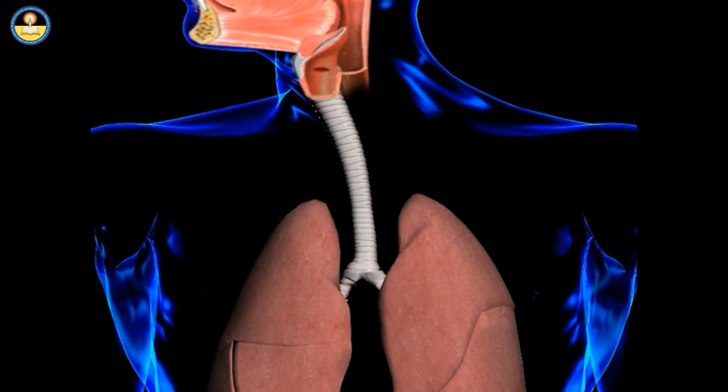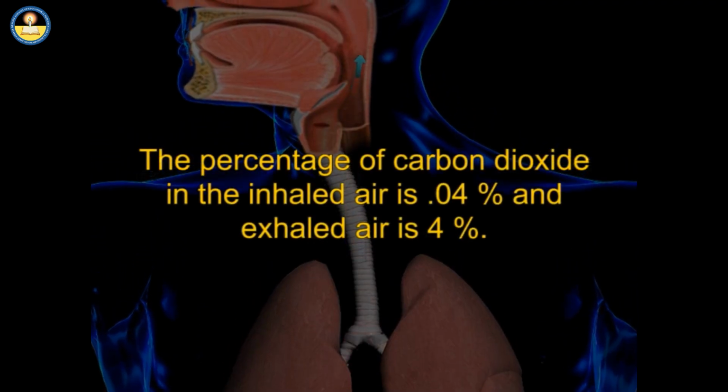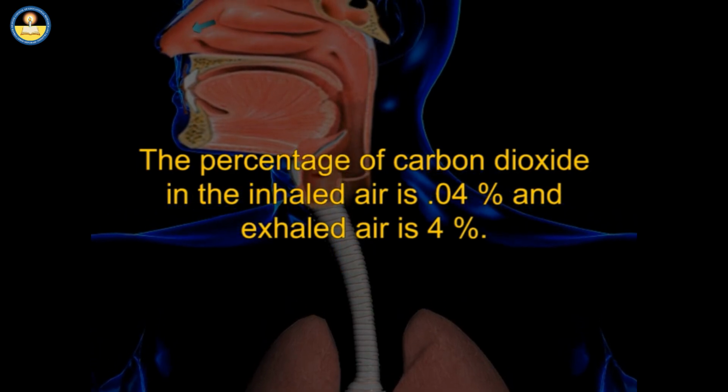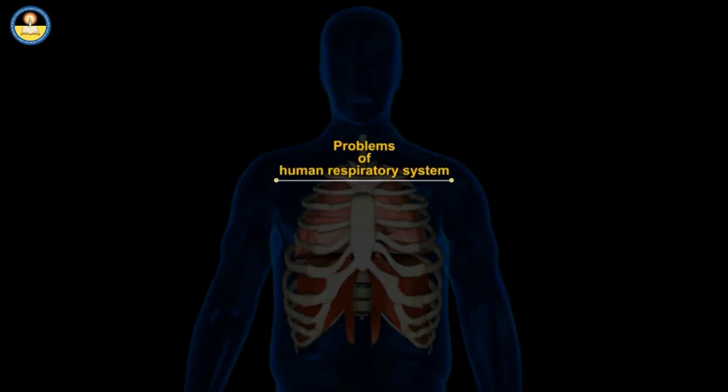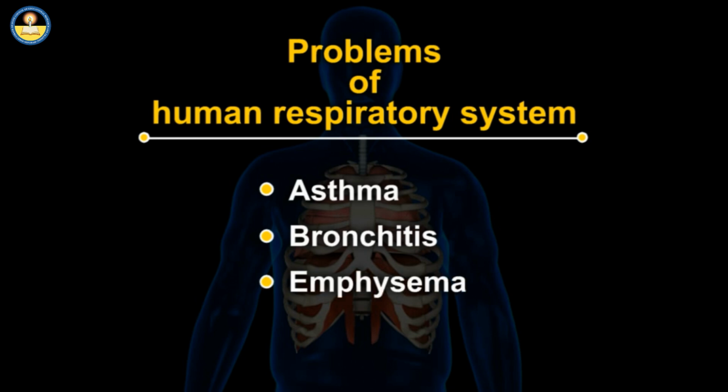Carbon dioxide that reaches the alveoli is breathed out of the body through the same route along with the other constituents of air. The percentage of carbon dioxide in the inhaled air is 0.4% and in exhaled air is 4%. The most common problems of the respiratory system are asthma, bronchitis, and emphysema.